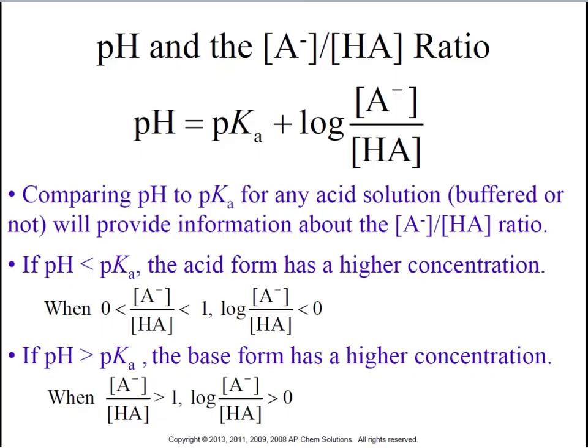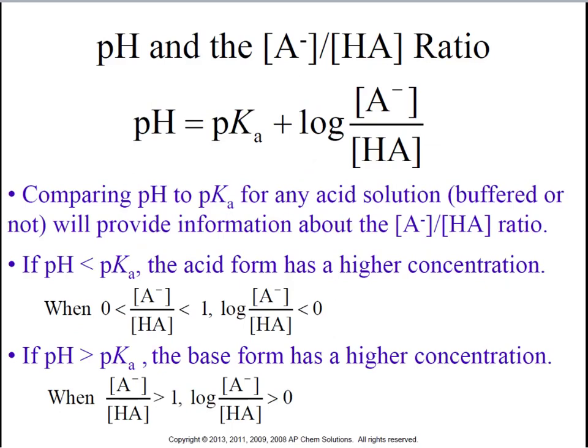The Henderson-Hasselbalch equation is actually handy for weak acids and bases, even if they're not in a buffered solution. So you can use it to compare the pH to the pKa, and that's going to tell you about the ratio of the dissociated acid to the undissociated acid. So basically how much conjugate and how much undissociated acid there is.